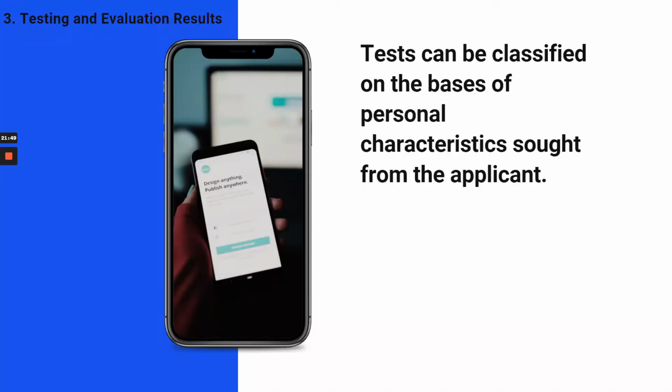The third one is the testing and evaluation results. So testing in the HRM or human resource management is commonly associated with the prediction and selection of subsequent performance on the job. Tests are still the commonly used instruments for determining the qualifications and talents of the applicant for a particular job. It is the most objective of all selection instruments in the selection process. So, mao na ang pinaka-objective.